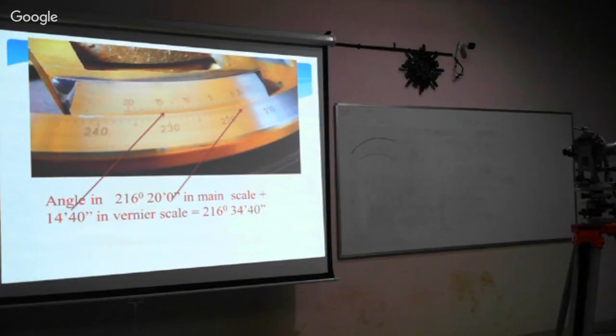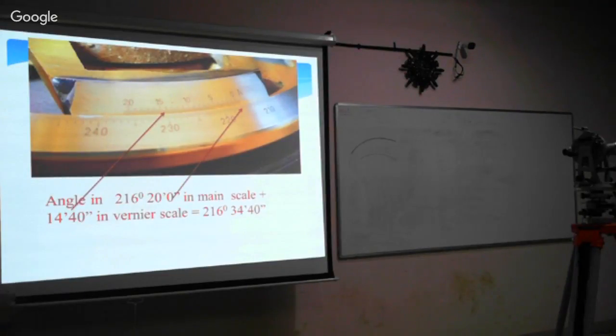Understand? Suppose it is 14 minutes, 40 seconds. Suppose the coinciding is in the first division, what is the value of this vernier reading? It is 20 seconds, one division less means 20 seconds, isn't it? 20 seconds.